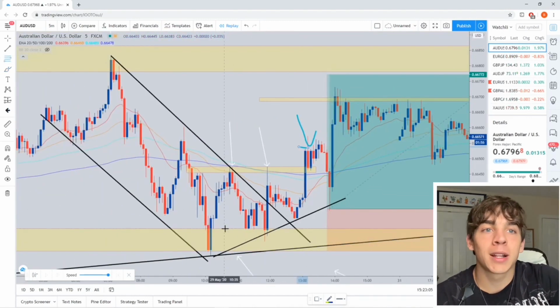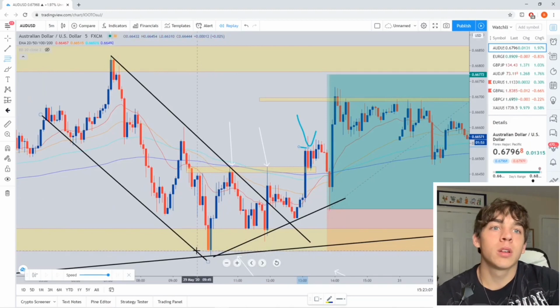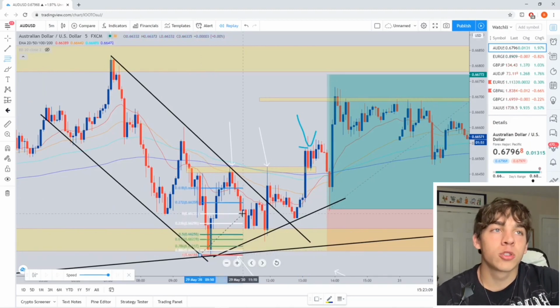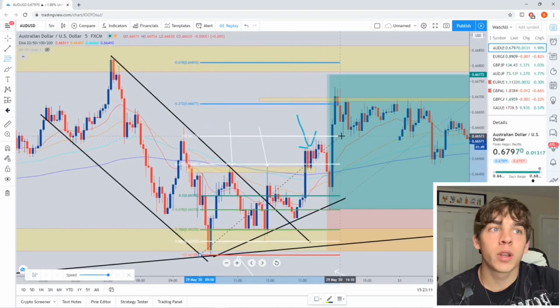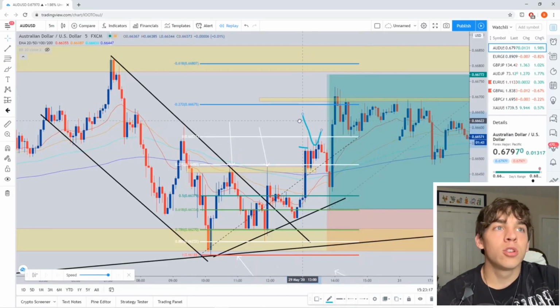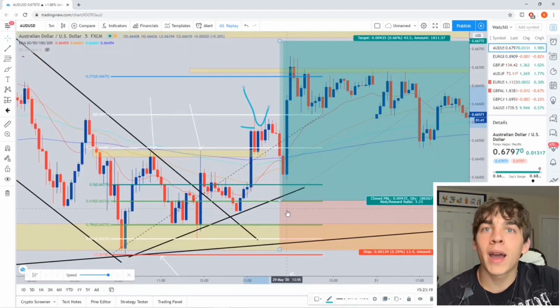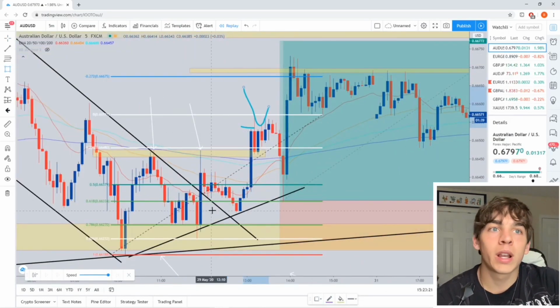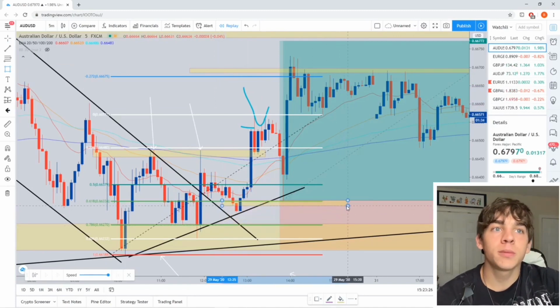I'm going to take out my Fibonacci, and I'm going to look for the lowest point, which will be right here at the bottom of this wick, and then I'm going to bring it up to the highest point, which will be right here. I'm going to extend it a little bit just so you can see, and you'll see that price makes a pullback all the way down to the 618 level. So in this case, the 618 is where we'd be entering.